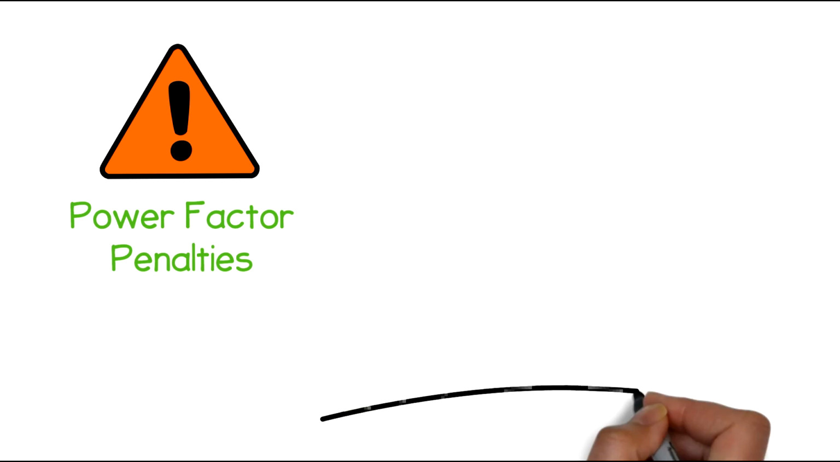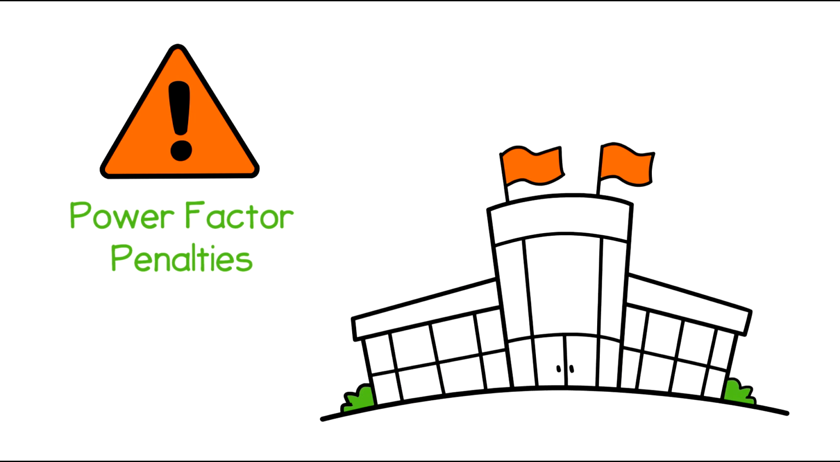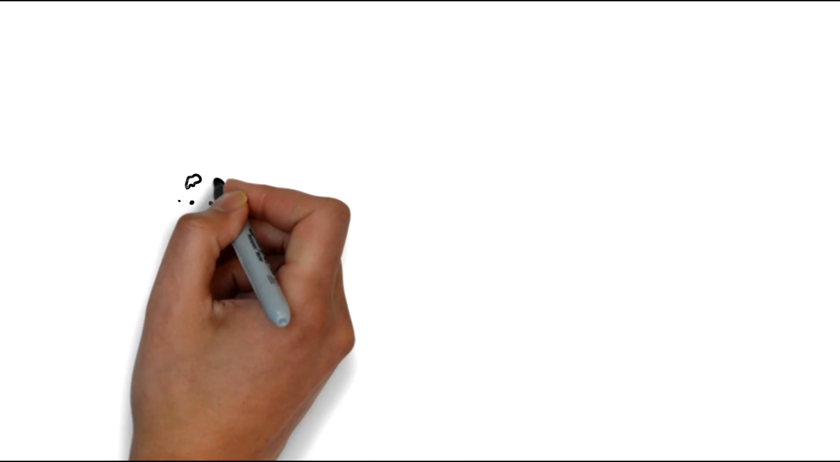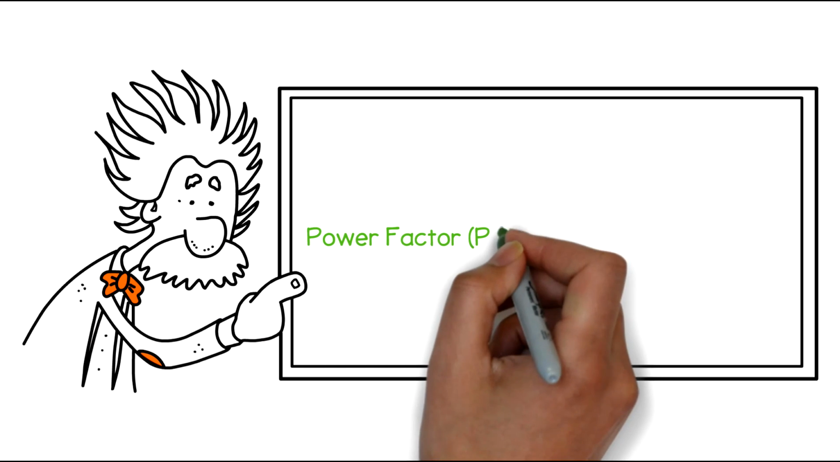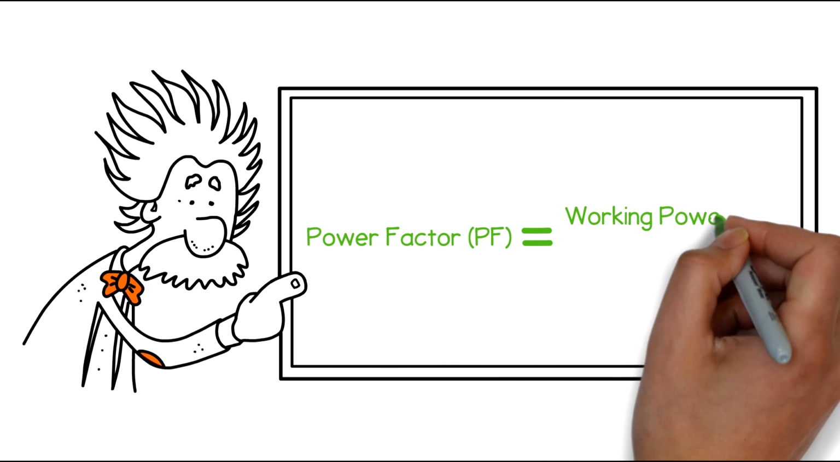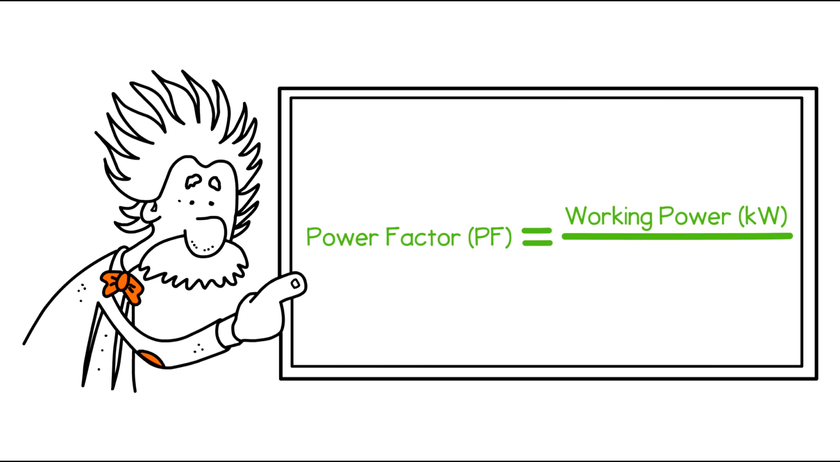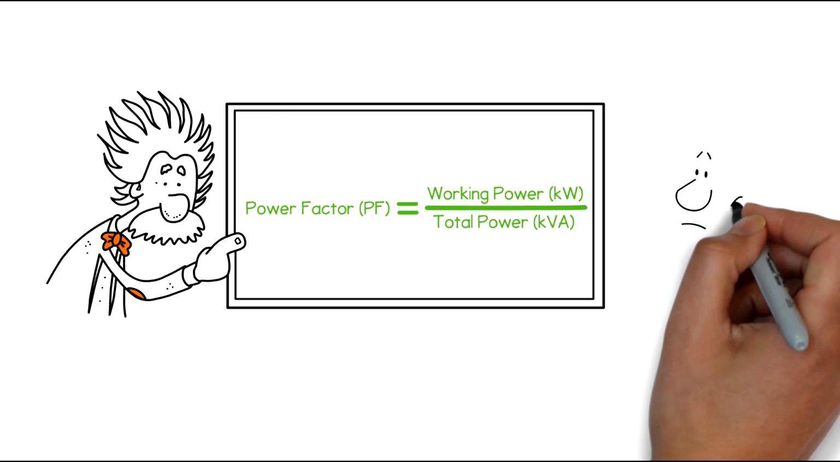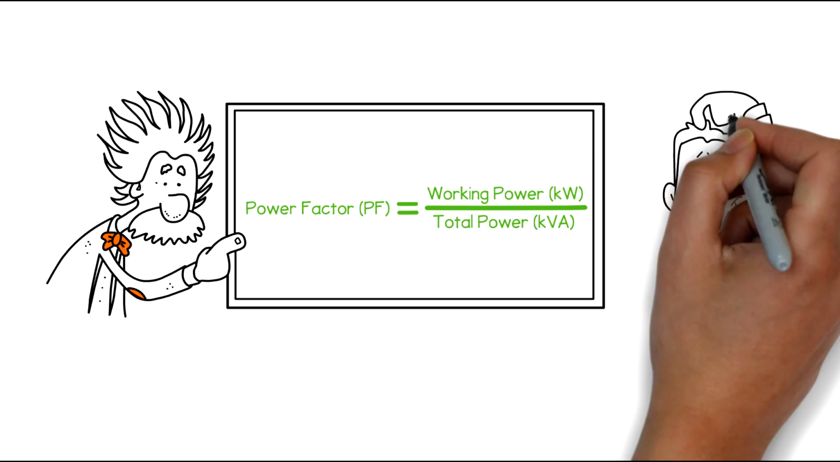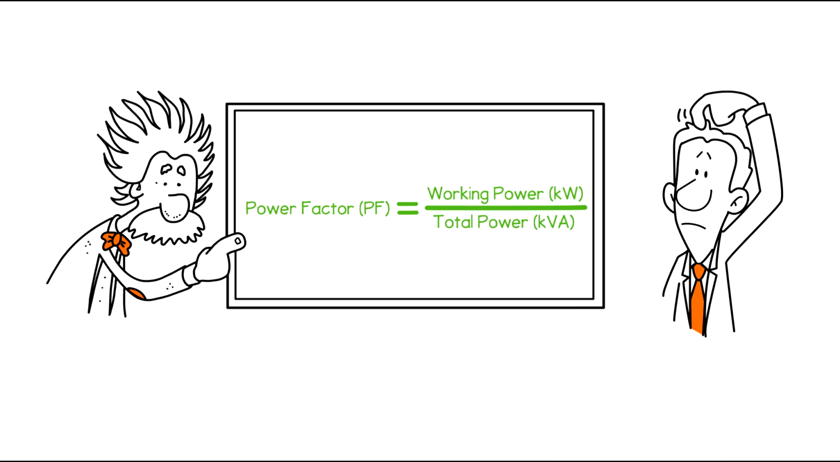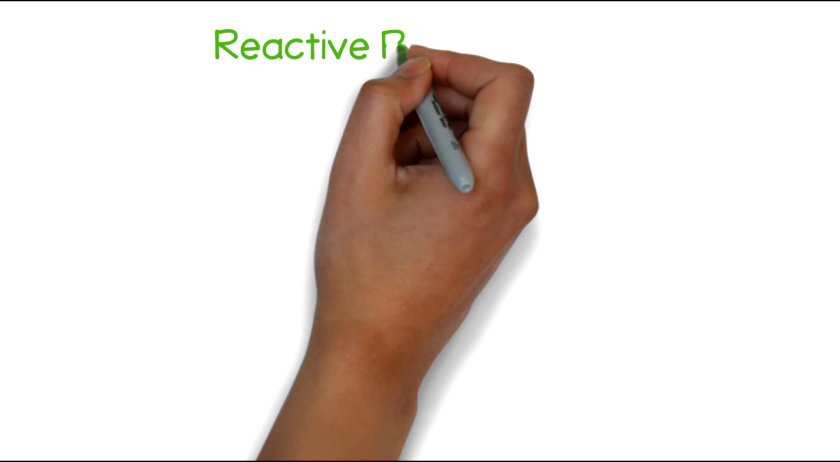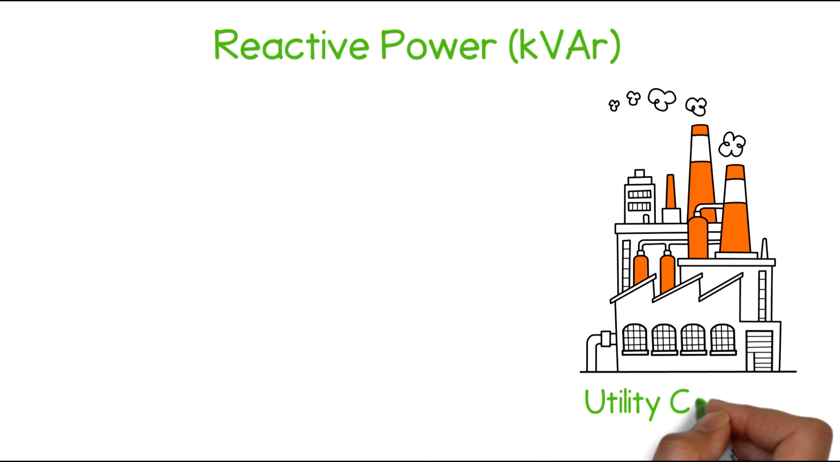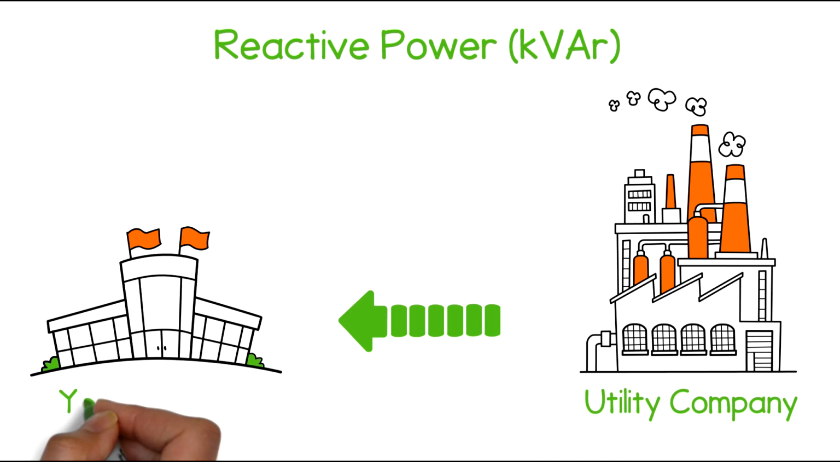Power factor is a measurement of how effectively your premises uses its electricity. Power factor is a ratio of the power used, called your working power or kilowatts, divided by the power supplied to you, called total power or KVA. What's the difference between working power and total power? The difference between the working power and the total power is called reactive power or kVAR. Reactive power is the non-working power delivered to a facility.